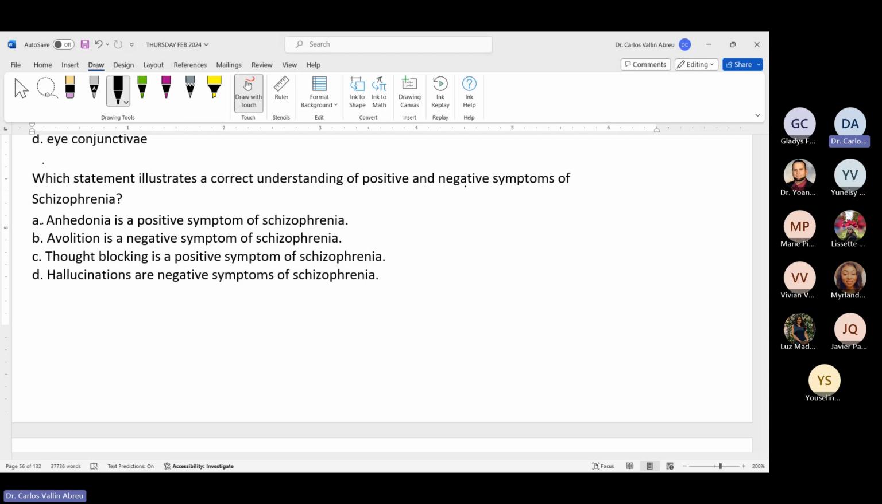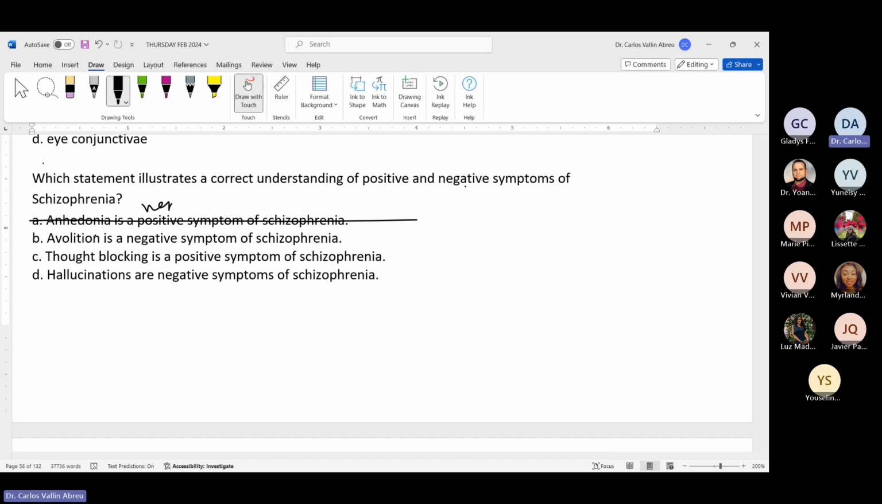For example, anhedonia has the A because something is lost. Hedonism is the capacity of enjoying pleasures. There are things that produce pleasure, everybody knows that. When you lose the capacity of enjoying pleasures, it's anhedonia. Because it's a loss, it's a negative symptom, and here it says that it's a positive symptom, which is incorrect.